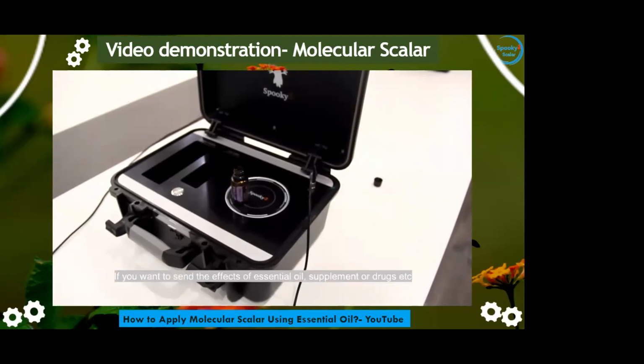If you want to send the effects of essential oil, supplement, or drugs, etc., in your body or into something else, place the substance on the receiver coil.